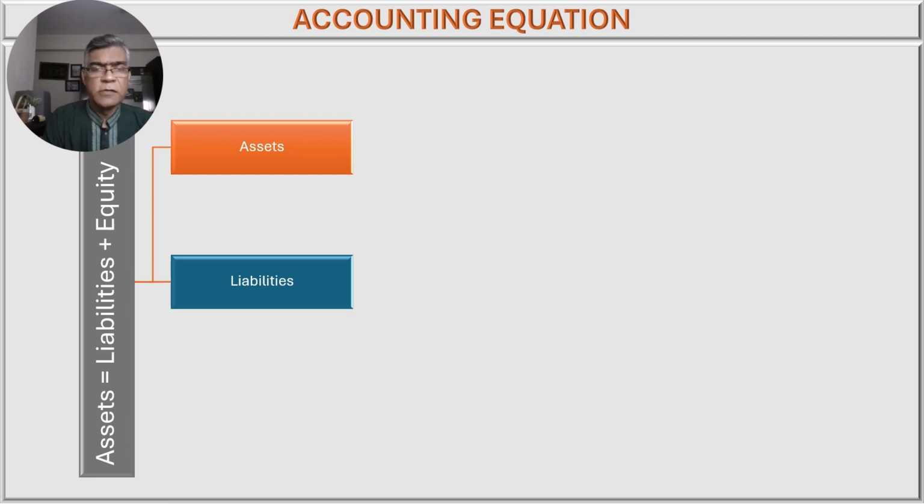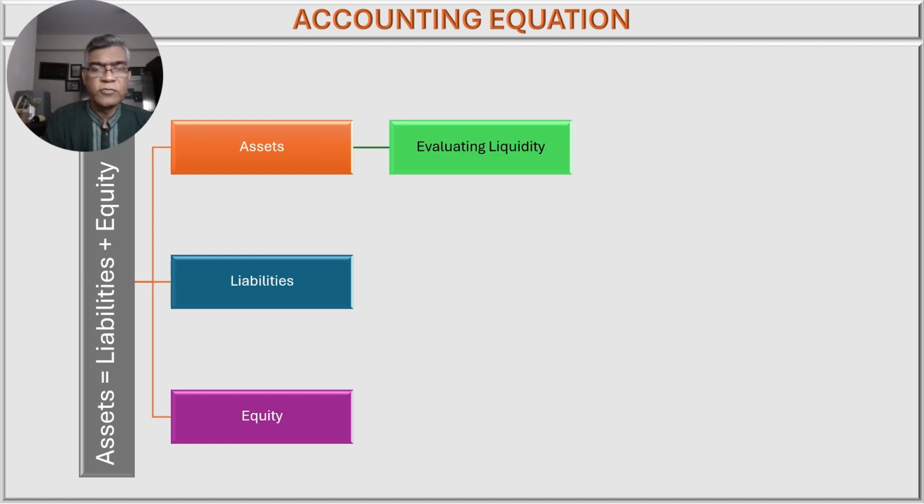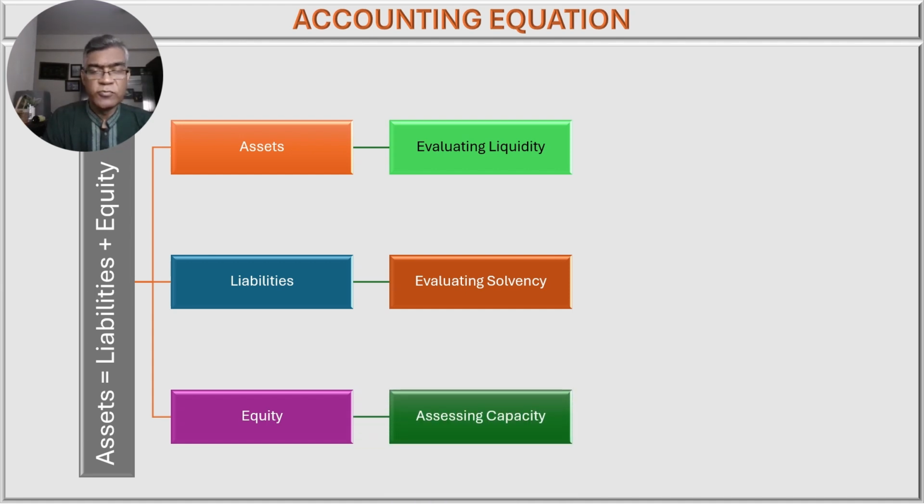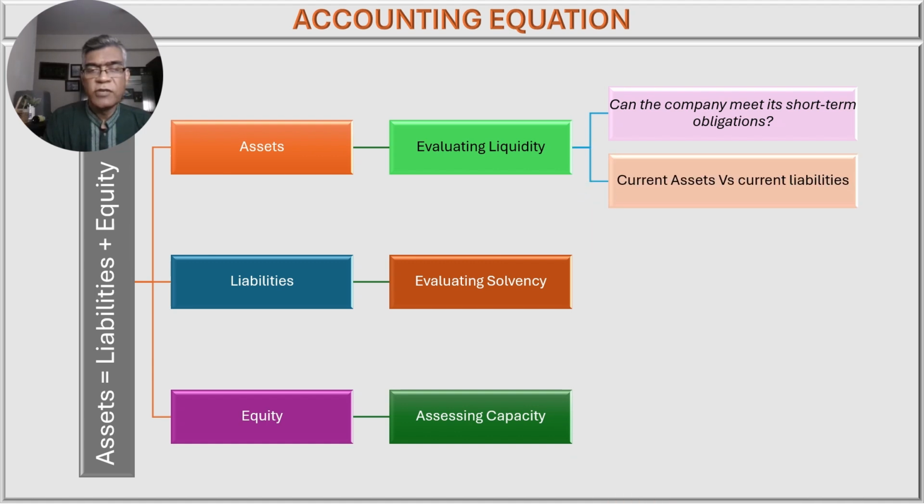Assets, liabilities, and equity. Three variables, right? Assets are used to evaluate company liquidity. Liabilities are used to evaluate company solvency. Equities are used to assess capacity. So what is the question? Can the company meet its short-term obligation? Short-term obligation indicates liquidity. So in this case, we need to observe current assets versus current liabilities. Current assets divided by current liabilities shows the liquidity position of a company at a particular point in time.